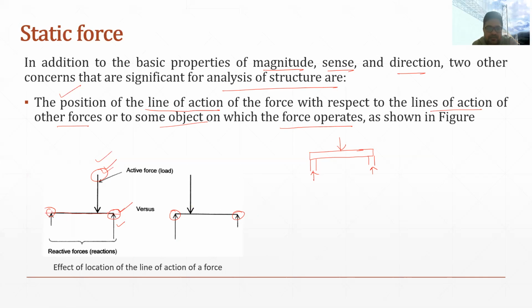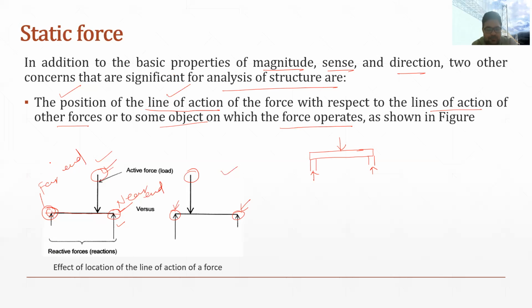The end near to the active force is called the near end, and the other end will be called the far end. Generally the far end will have low reaction and the near end will have high reaction. In the second case it becomes opposite: this becomes the near end and this becomes the far end. So this near end and far end is based on the position of the line of action of the active force. That is all about this statement.